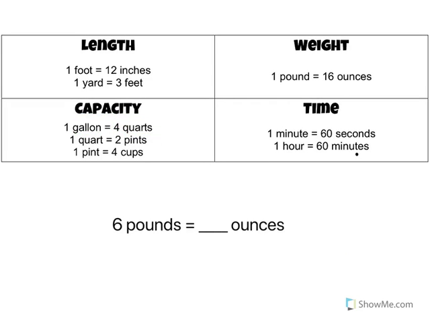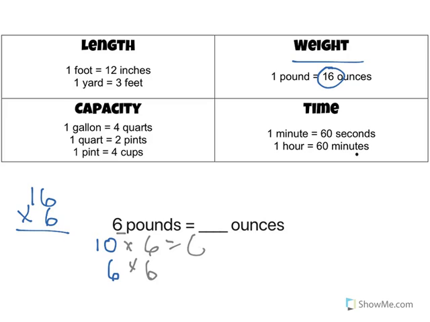So here we're dealing with 6 pounds equals blank ounces. This is another problem dealing with weight. So I have 1 pound equals 16 ounces. That means my magic number is 16. So if I do 16 times 6, I need to break this apart into 10 and 6 and multiply each one of these by 6 pounds.